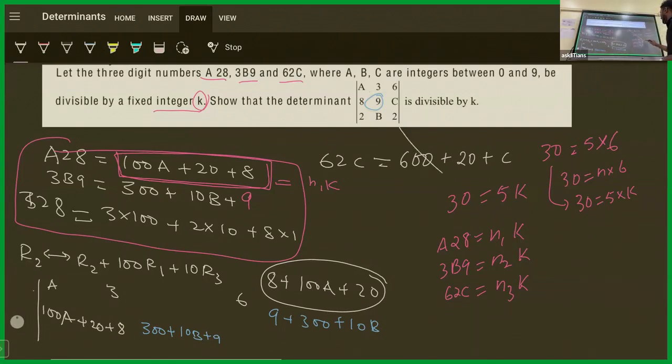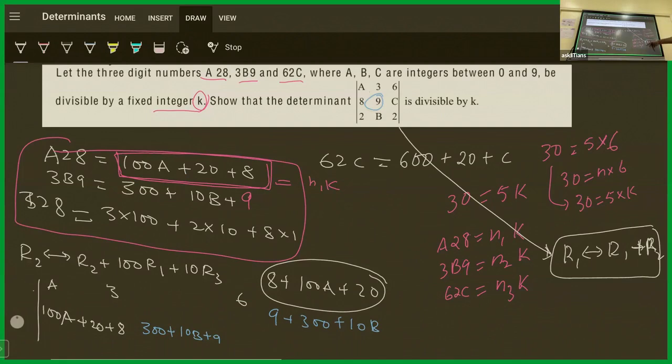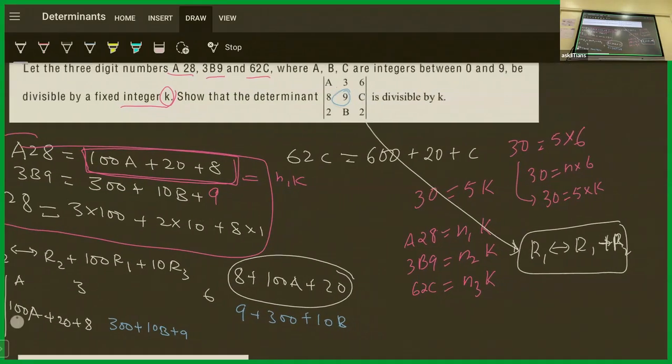Class, everyone, you got here. So let's suppose, for this, if we are using this elementary operation R1 plus R2. ठीक है. इसका मतलब समझ में आता है? This is the seventh property, transformation of determinant of a matrix, and it is an elementary operation we are using.